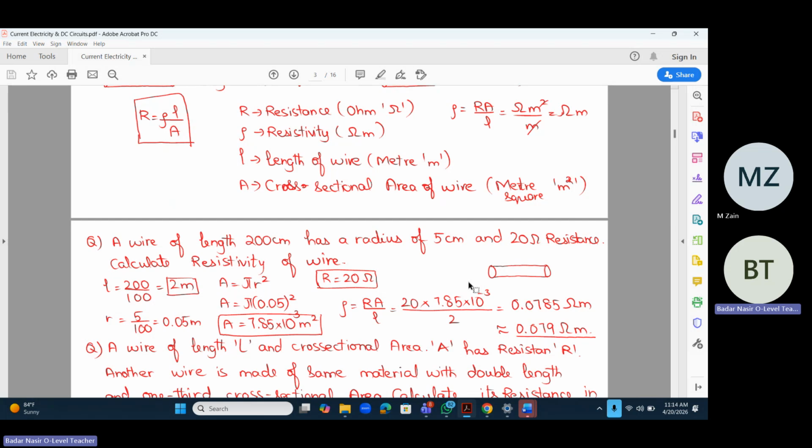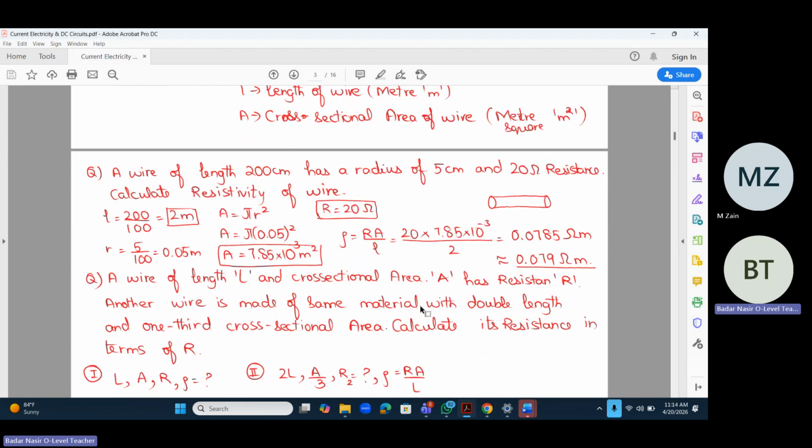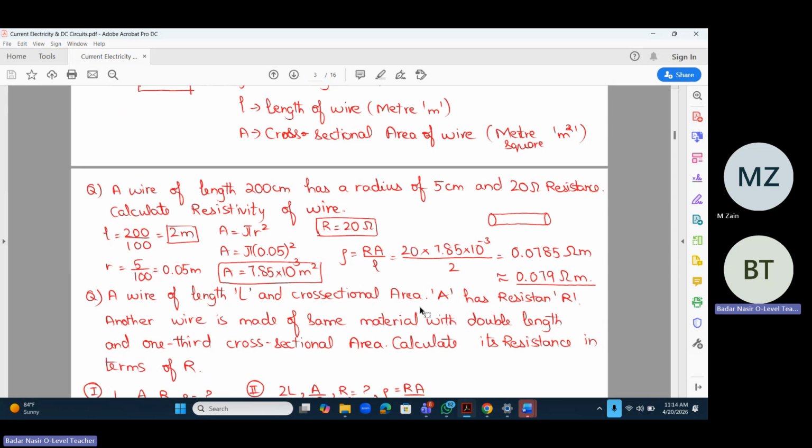So this can be asked for 2 marks, or they can also ask it for 2 or 3 marks. 1 mark if you write down the correct formula of resistivity. 1 mark is absolute for the answer. And 1 mark if you substitute the values correctly into the formula. Okay? With the correct conversions. So next we have another question.